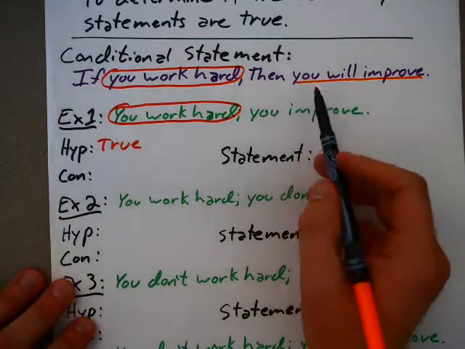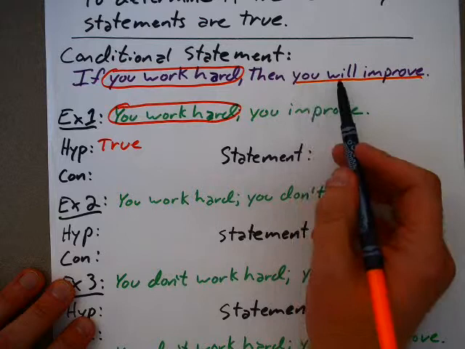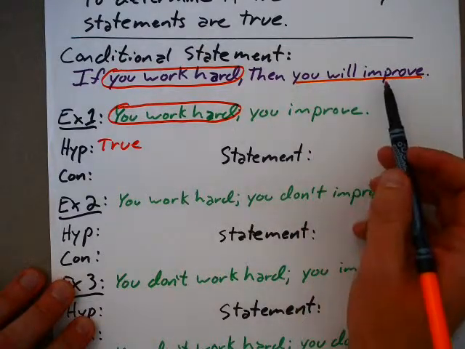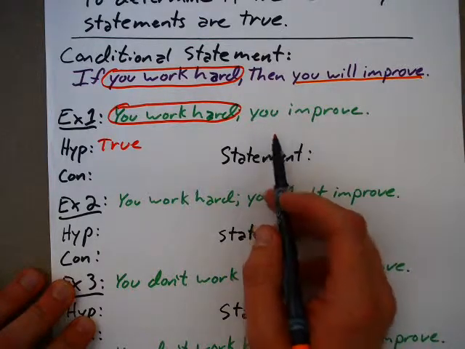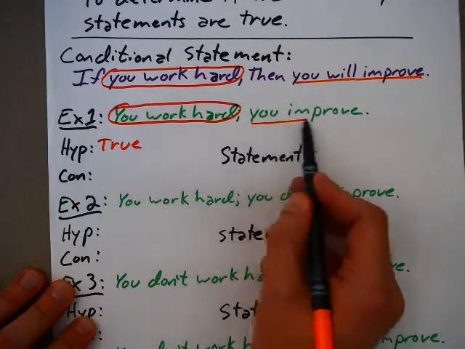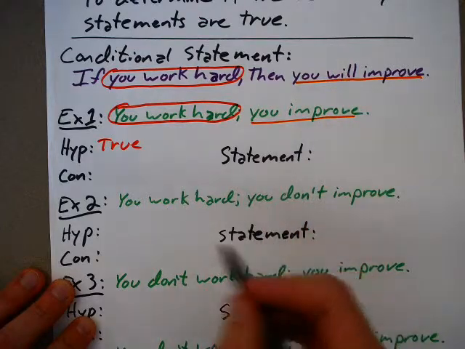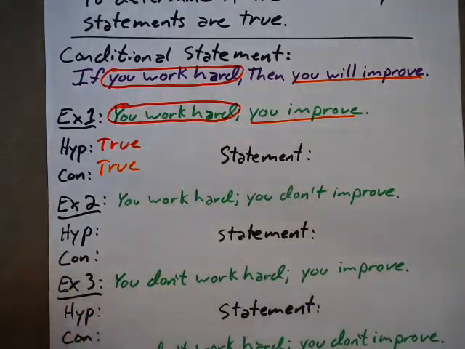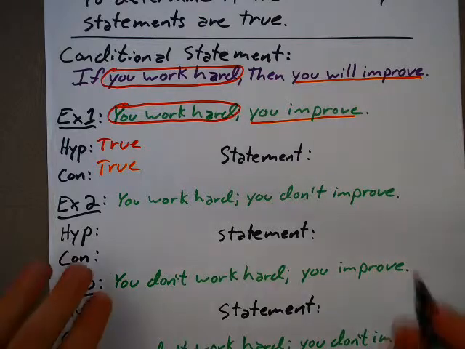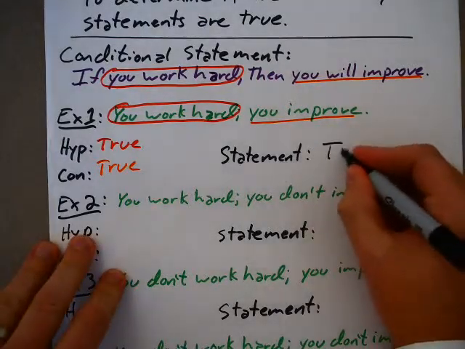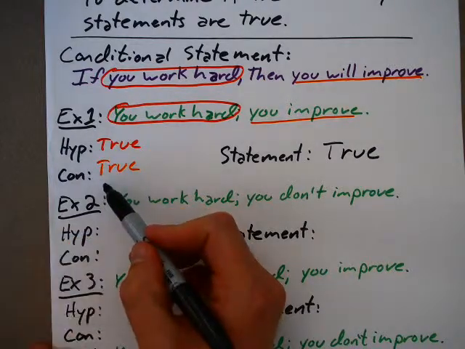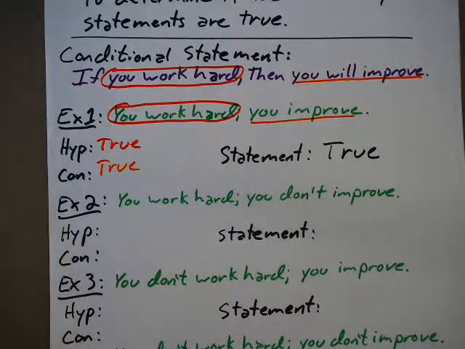And let's take a look at our original conditional's conclusion. It says you will improve. And our first example says that you improve, which is pretty much saying the same thing. So this is also true. So if our hypothesis is true and our conclusion is true, then it makes sense that we would say this is true. So a true hypothesis with a true conclusion would give you a true statement.